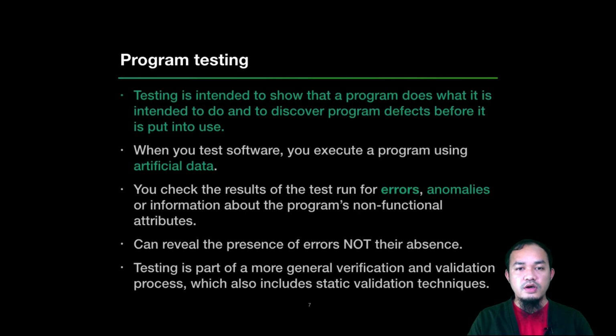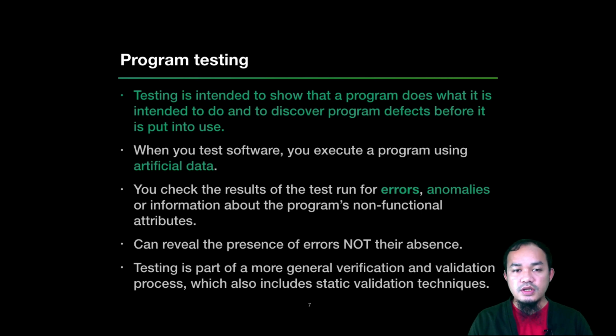The main point of software testing is to show that the program does what it is intended to do and to discover program defects before it is put into use. It means that we want to show the program is working well without any defect or any error before we deploy the software. That is the main thing of software testing. We want to make sure that the developed software is working well before we release it.